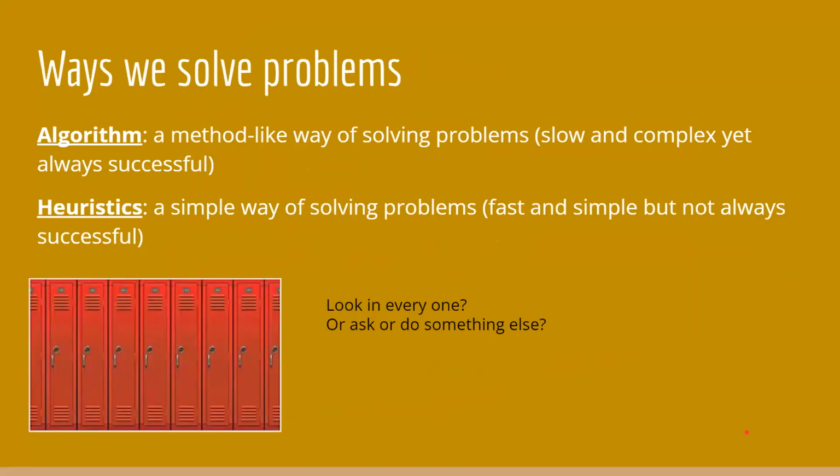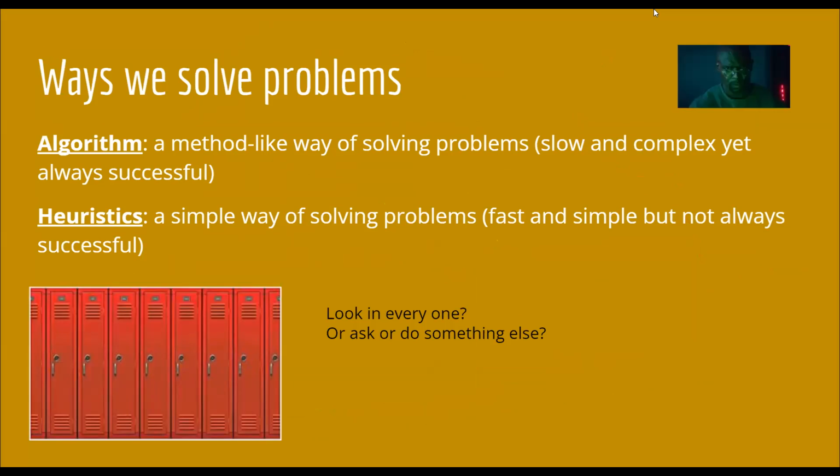All right, so here are two common ways that we solve problems. Algorithm, heuristic. Okay, had to include that picture. So there's algorithms and heuristics. Algorithm is a method-like way of solving problems. This is slow and complex, but it's always successful. Heuristic is a simple way of solving problems. It's fast and simple, but not always successful.